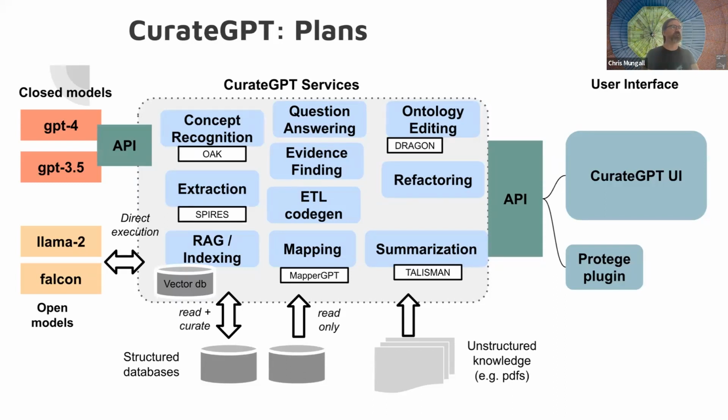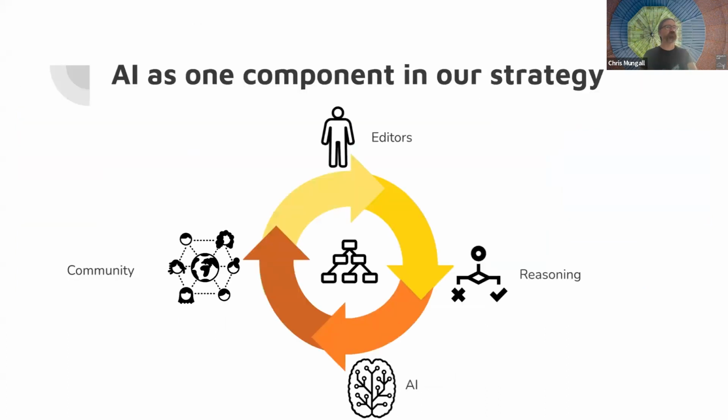We're hoping to get some funds to do this, but regardless, one thing I'd really want to make clear here is that we see AI as really just one component in our overall strategy. This involves community curation, the use of expert knowledge, and a lot of tools that are very familiar to us here in obo-academy, such as our reasoners and so on. AI is really just one component of this overall strategy.